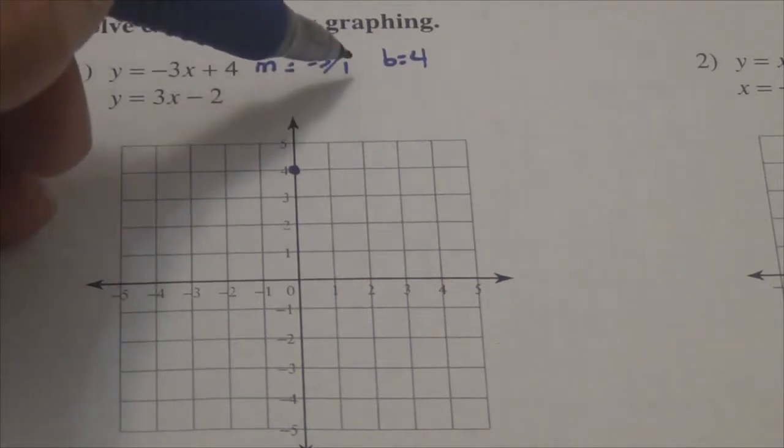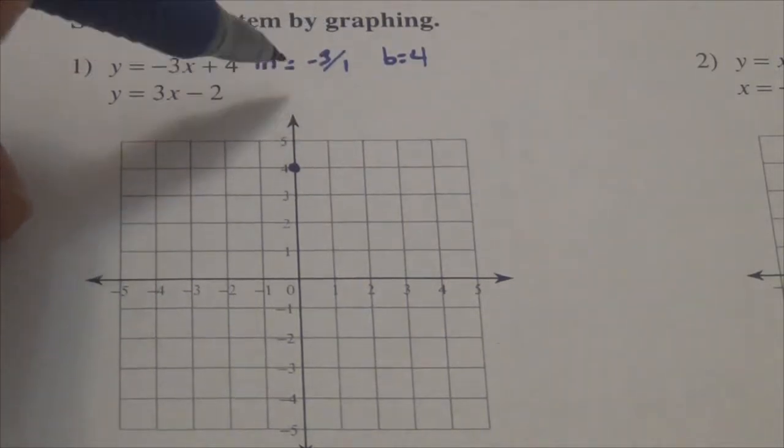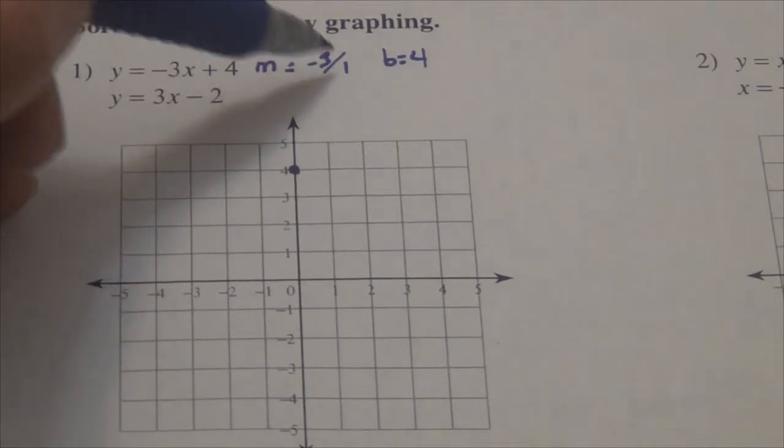But it's negative 3 over 1, Becker. What the hell? Why the hell you want to go up? Oh, you're right. 3 down and 1 to the right.